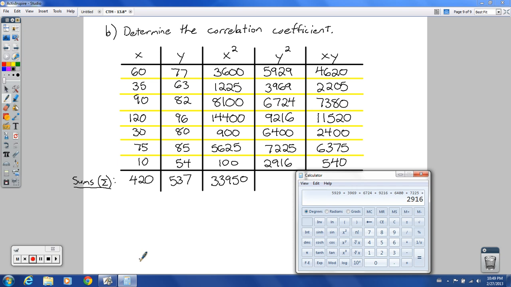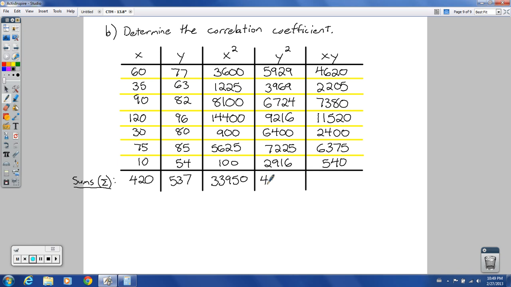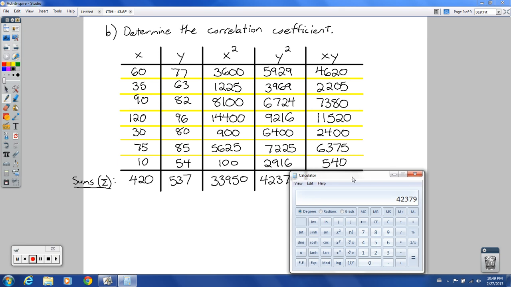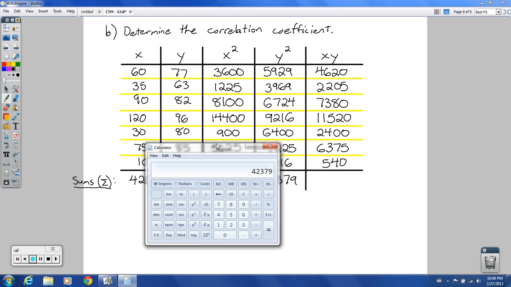Let's see. Alright, 42,379. It is 42,379. And finally, let's sum up those XY values, the product of X and Y. 4620, 2205, 7380, 11,520, 2,400, and 6,375, and finally 540. So how do I look there? Looks good, looks good. Yep. So that should work out there.